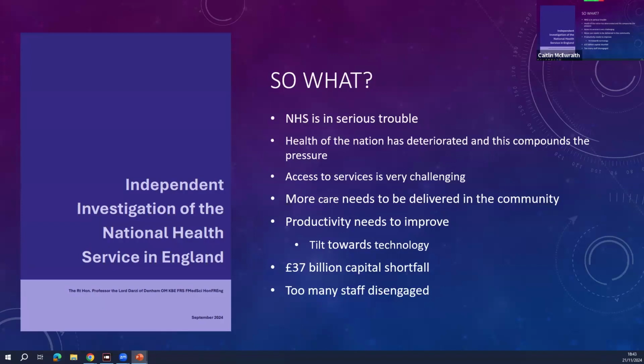Well, the first thing is that more care needs to be delivered in the community. And just to give you some idea of scale, at the moment, 90% of work is done in the community. So 10% is done in hospital, but the money's the other way around. About 90% of the money is spent on hospital services, whereas 10% is spent in the community. So that needs to pivot.